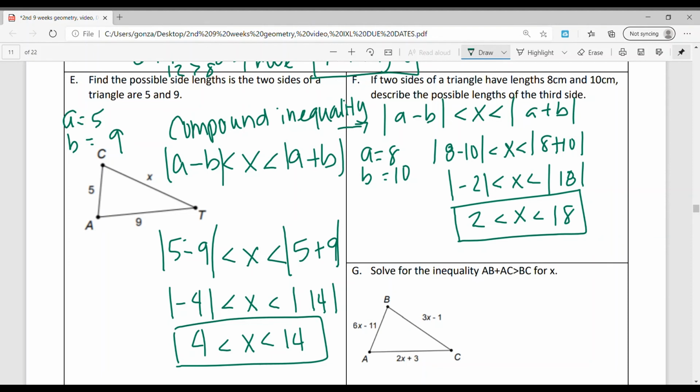Okay, and the last one is asking us to solve the inequality for X. That's pretty easy. So now let's suppose it says solve the inequality for AB. So AB equals 6x minus 11, and AC equals 2x plus 3, and BC equals 3x minus 1. All right, so let's put this in order.